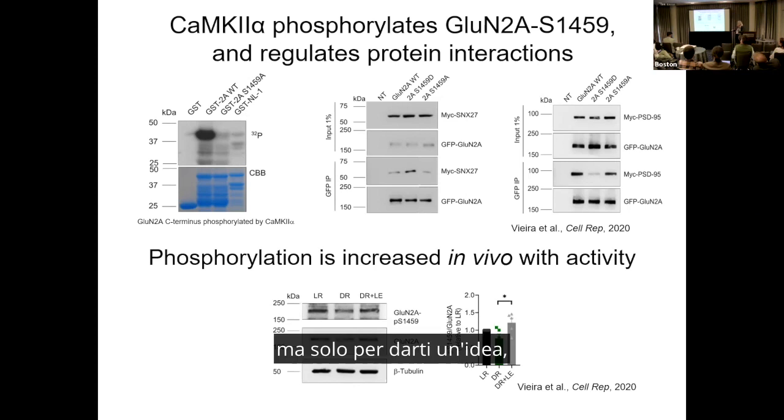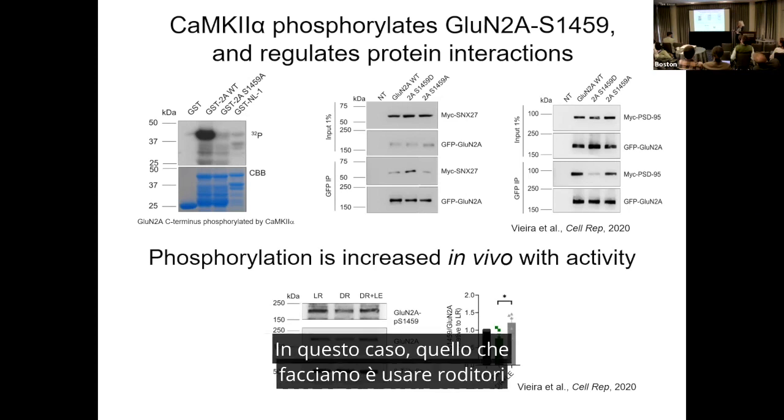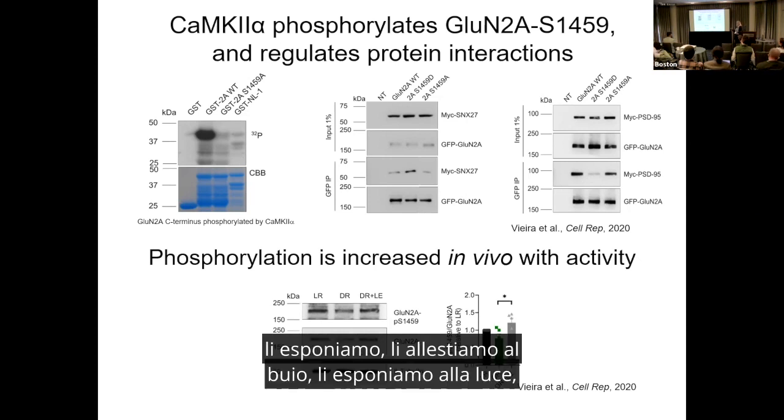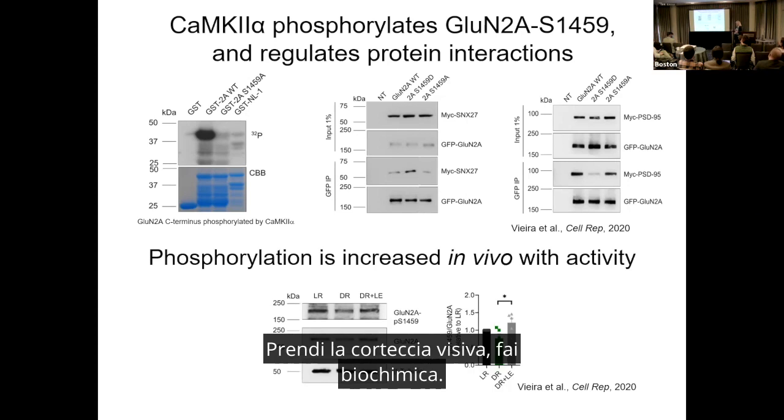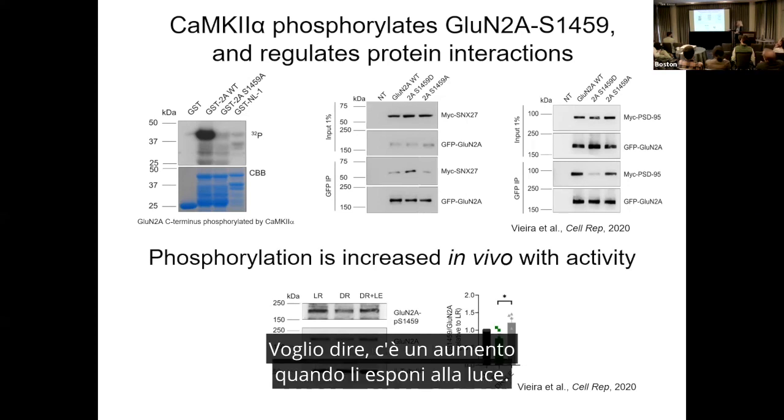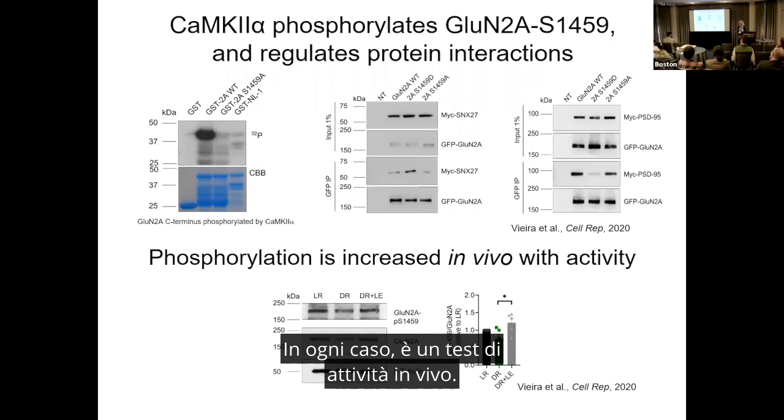We also made a phosphoantibody, and this is published. But just to give you an idea of some of the things we do in the lab, in this case, we use normal rodents. We dark rear them, expose them to light, take out the visual cortex, do biochemistry. What you can see is that there's an increase here when they're dark reared. There's an increase when you expose them to light. Anyway, it's an in vivo activity assay.